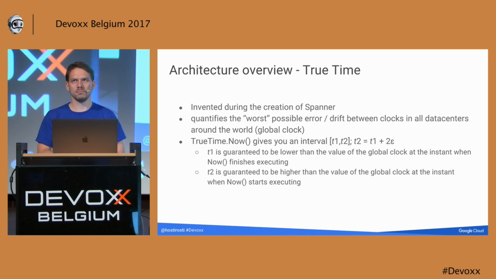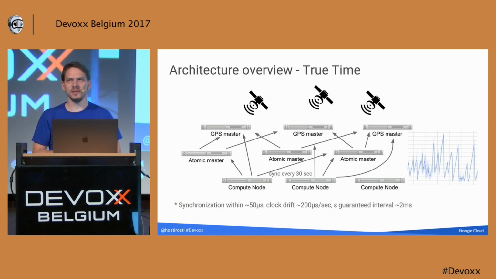Now, how do we get this drift down, like get this epsilon down, this uncertainty epsilon? It's really important to keep that as low as possible, because if it's large, your database is slow again. So we need to keep that as small as possible. And what we did is we equipped all our data centers with hardware. On one hand, atomic clocks, and on the other hand, GPS clocks. And now we use GPS to synchronize our atomic clocks across the data centers and keep the epsilon as small as possible. We keep it in a very low single-digit millisecond range.